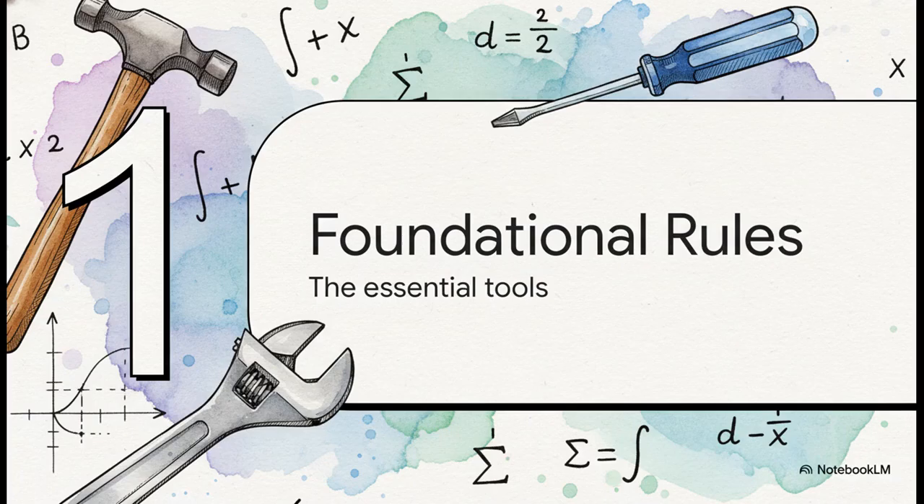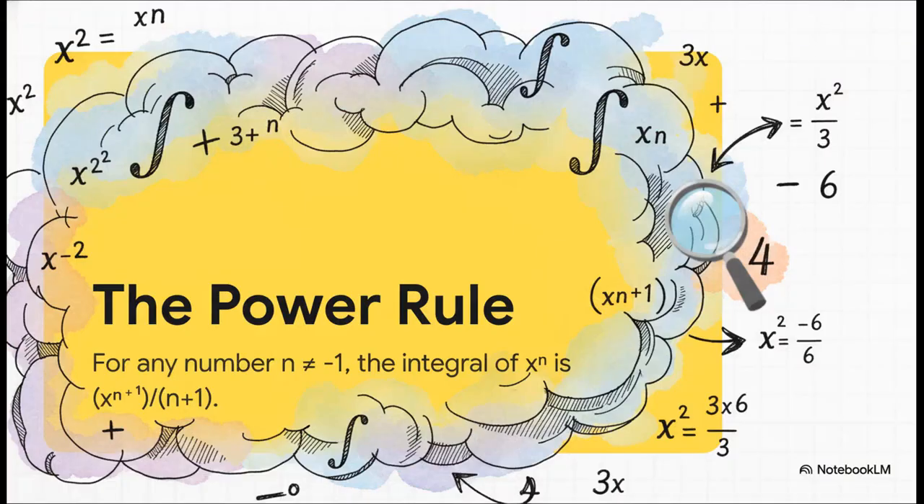These next 3 rules, they're the non-negotiables. You're going to see them everywhere. They're basically the hammer, screwdriver, and wrench of your calculus toolkit. First up, the power rule. Honestly, this is your MVP. It's your number one go-to tool for pretty much any variable raised to a power, like x squared or x to the 5th.